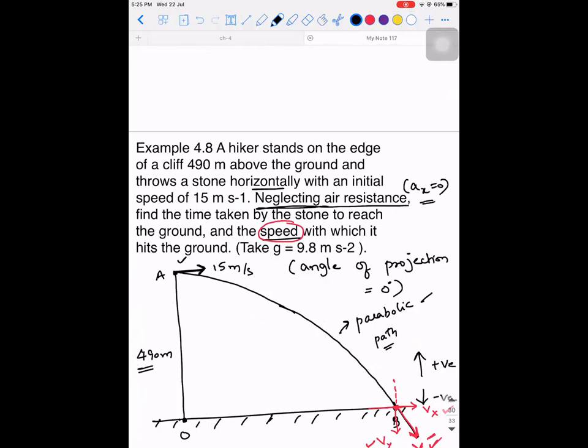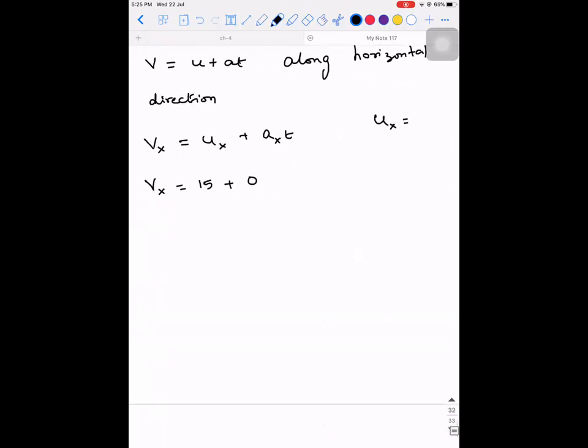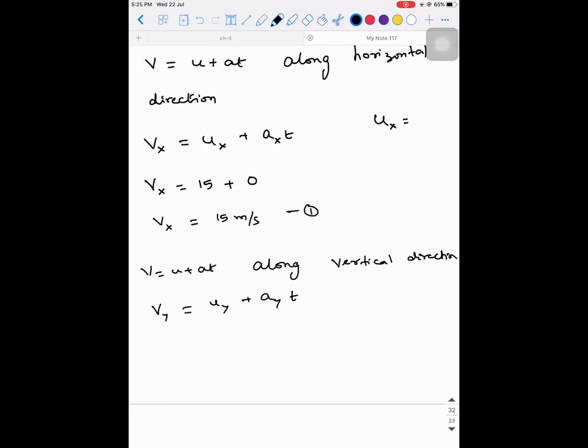Are you guys able to understand? So this is a keyword. So Vx is equal to 15 meter per second. Let this be equation number 1. Similarly, applying V is equal to U plus AT along the vertical direction, what do you have? Vy will be equal to Uy plus Ay into T, right?